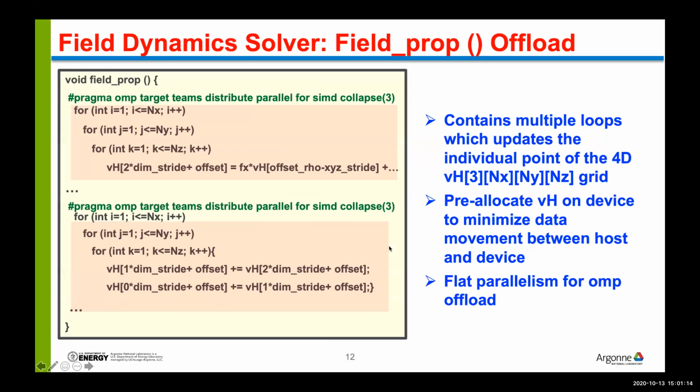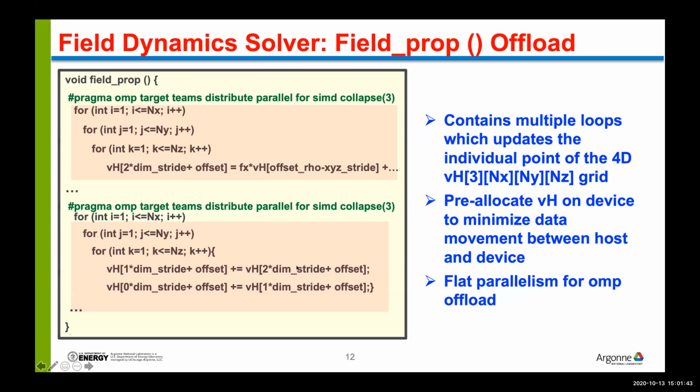Okay, now let's look at the next function, which is the field dynamic solver. At a high level, this function contains multiple loop sections where each loop updates the individual points of a 4D grid VH. For example, here the dimension VH1 is updated using the values of dimension VH2, and similarly VH0 is updated from VH1.